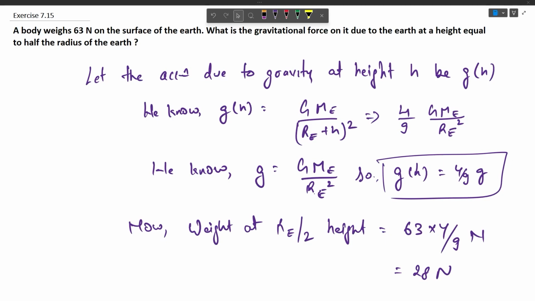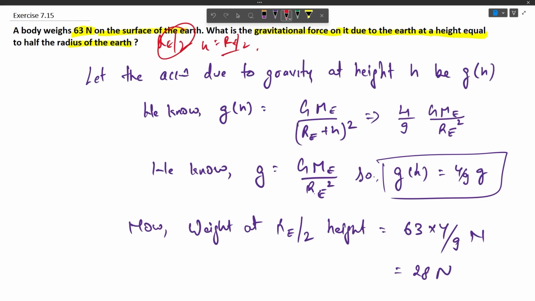The question says that a body weighs 63 newtons on the surface of Earth. What is the gravitational force on it due to the Earth at a height equal to half of the radius of Earth? So we have to compare the weight on the surface as well as at the height that is equal to half of the radius of Earth. That is, if we assume the radius of Earth to be Re, then the height h equals Re by 2. What is the weight of this body?